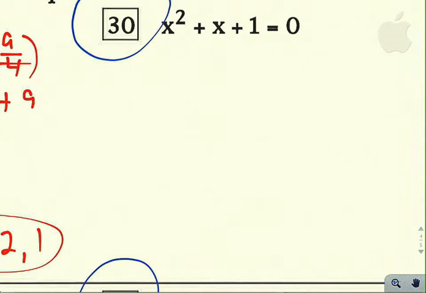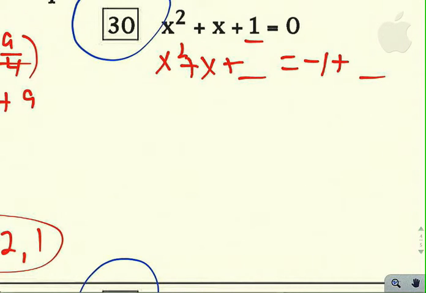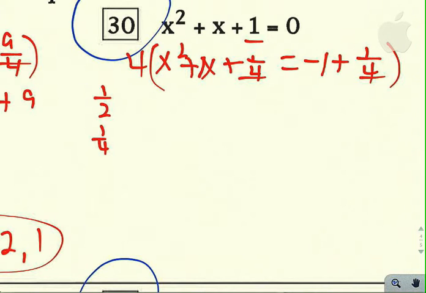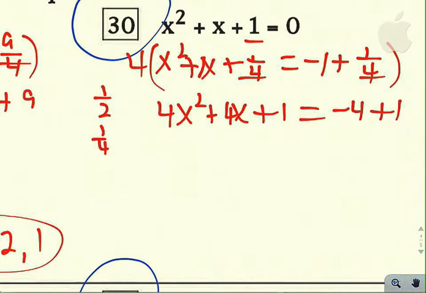Number 10. Move the 1 over. And take half of the coefficient of x, square it, you get 1/4, divided by the leading coefficient, you still get 1/4. Add 1/4 to both sides, and then we're going to get rid of the fraction by multiplying by 4. So 4x squared plus 4x plus 1 equals minus 4 plus 1.